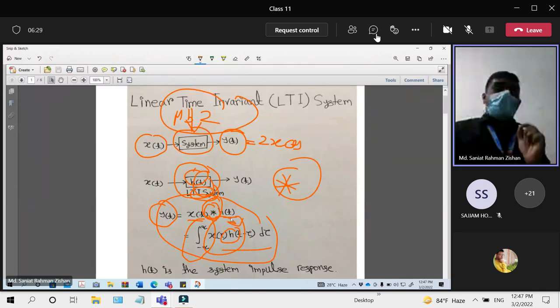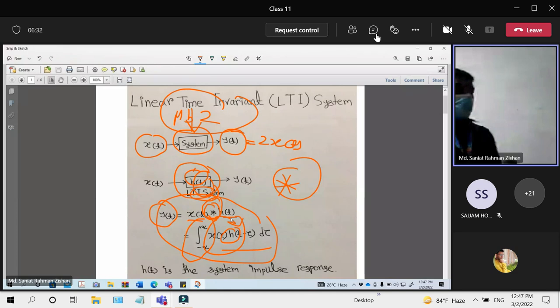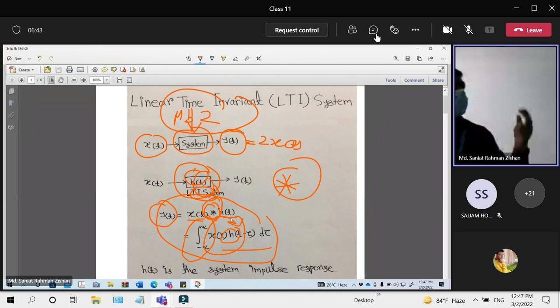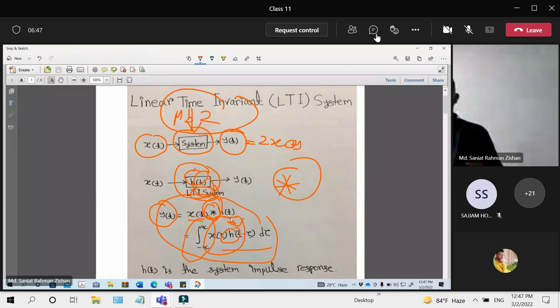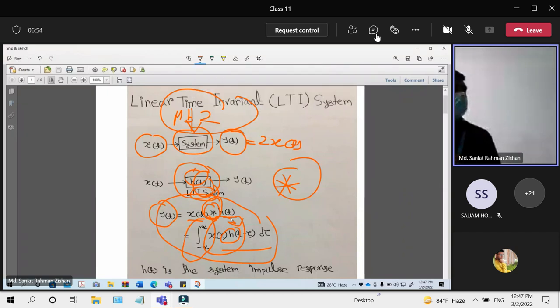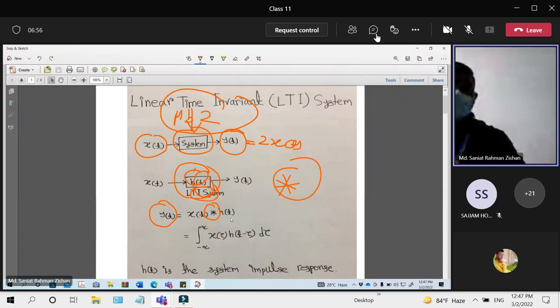So what you need to know till now: first of all, you need to understand what an LTI system is. An LTI system is a combination of a linear and a time invariant system. Secondly, we need to know what h(t) is. h(t) means the response of the LTI system. And lastly, we need to know how to calculate the output of an LTI system. Again, the formula is x(t) convolution h(t), that means the integration of x(tau) h(t minus tau) d tau. These are related to the LTI system.